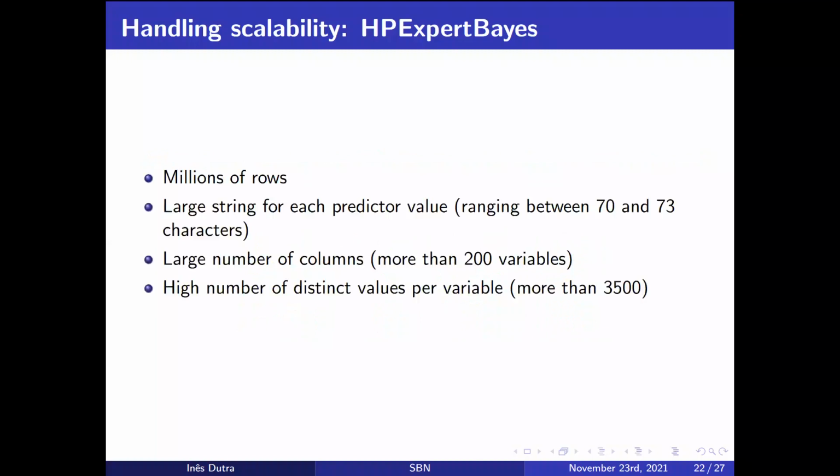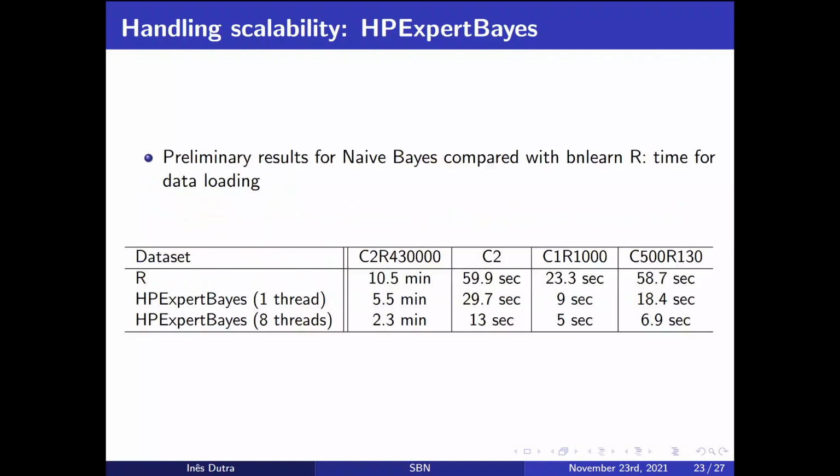Okay, so for the naive Bayes, these are the characteristics that we used for increasing the size of the data. Millions of rows, large string for each predicted value. We also played with the names of the variables, because this is some limitation as well of other models. And here are some preliminary results that we have for the naive Bayes compared with Bayesian learning.